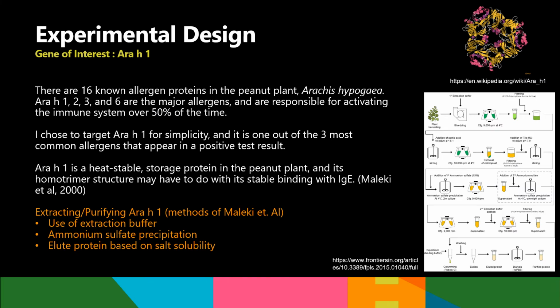So as I said before, my gene of interest is ARA-H1. Some background on that: there are 16 known allergen proteins in the peanut plant, but through research, ARA-H1, 2, 3, and 6 are the major ones and are responsible for activating the immune system over 50% of the time. I decided to focus only on ARA-H1 just for simplicity, and it's 1 out of 3 of the most common allergens that appear on a positive test result.